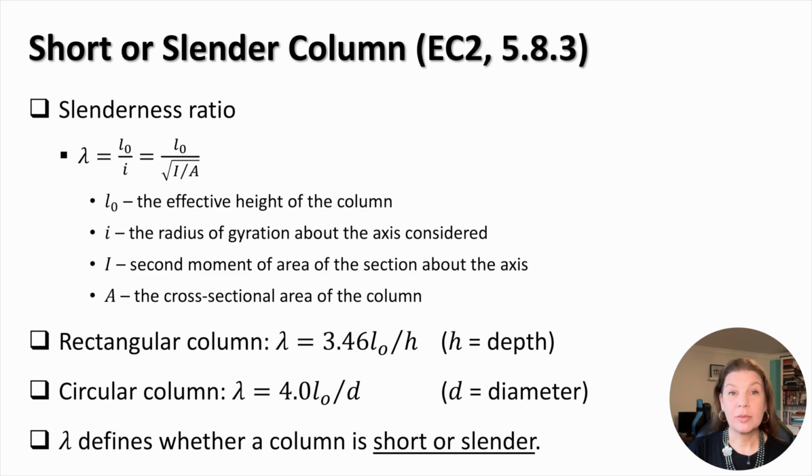The design of a column depends on whether it is short or slender. The decision on the type of column is made using the slenderness ratio, which depends on the effective height and geometry of the column cross-section. The expression for the slenderness ratio can be simplified for a rectangular column to 3.46 times the effective height over cross-sectional depth, while for a circular column to 4 times the effective height over cross-sectional diameter.